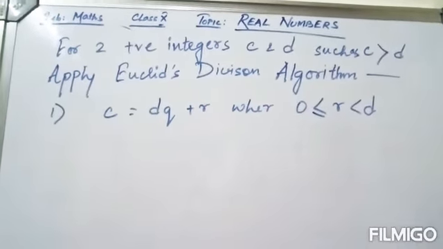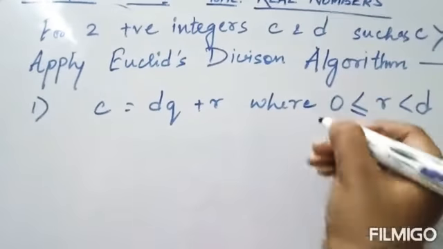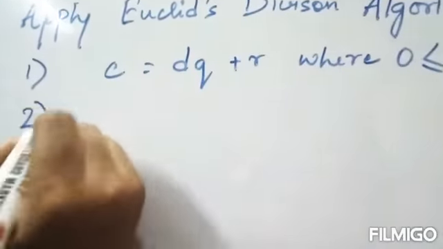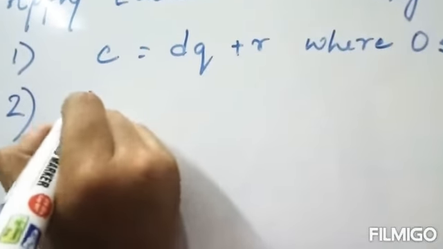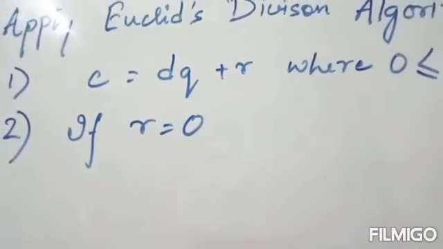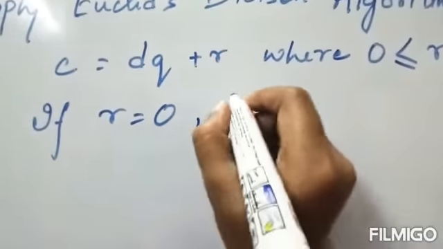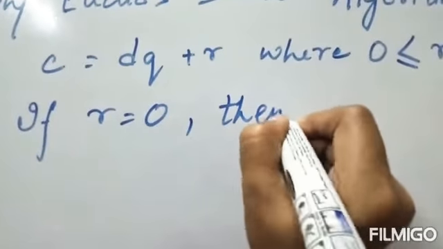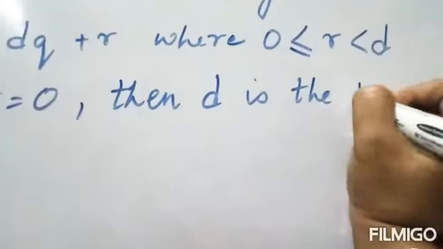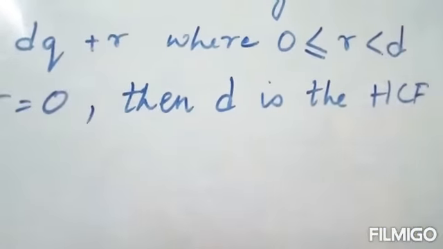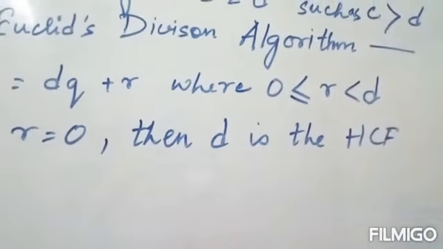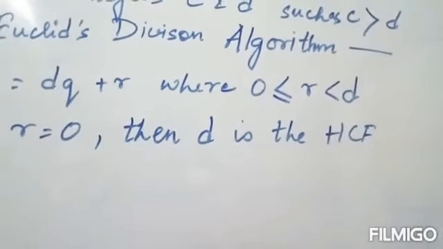Understood? Now how long will you continue this process? Next step, if r comes as 0, if r is equal to 0, then d is the HCF. Okay, if r comes as 0, then d is the HCF.